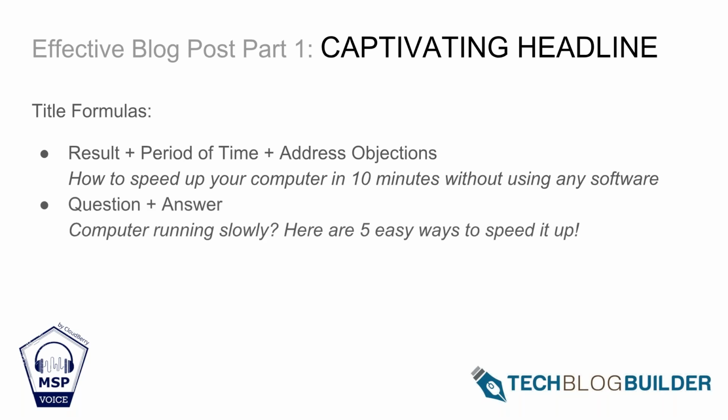Another good formula is asking a question and then providing the answer that the blog post is going to provide. Along the same lines as the first example: computer running slowly? And the person reading that says, yes, it is. And so great, here are 5 easy ways to speed it up. We're basically taking the same blog post topic and rewording the title to entice people to say, oh, you have an answer to my question. Okay, great, I'm going to click through and read more about it.